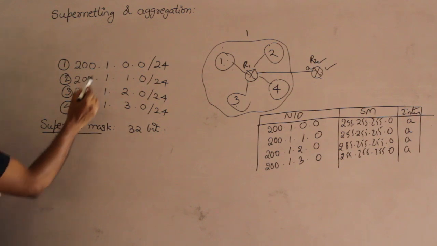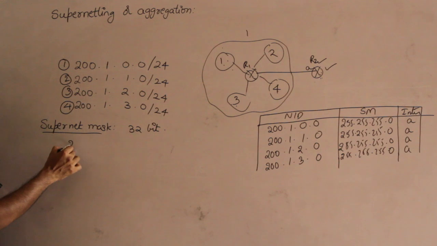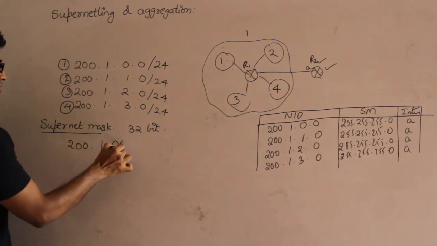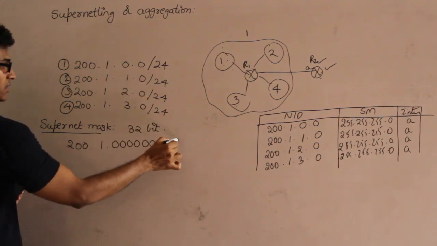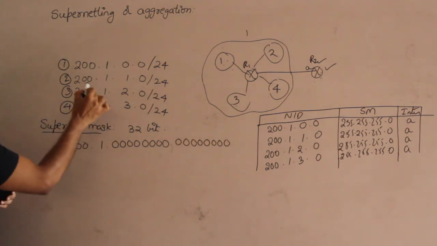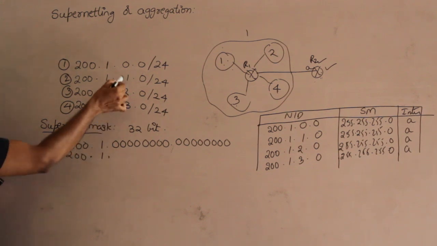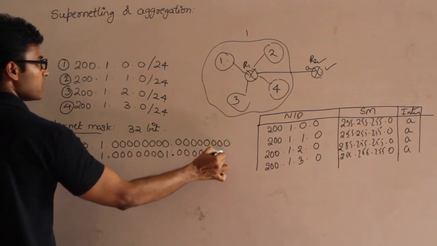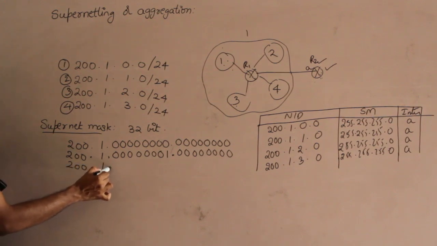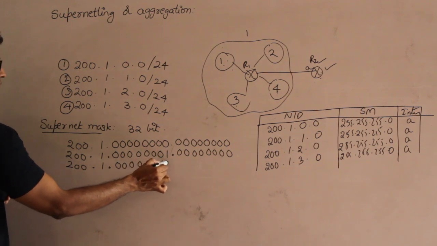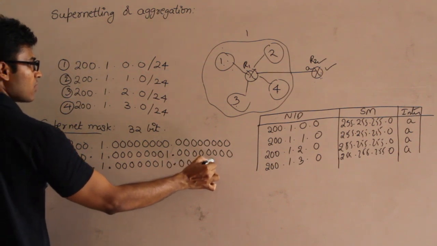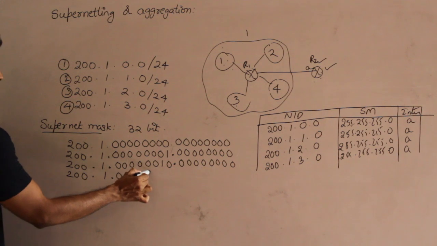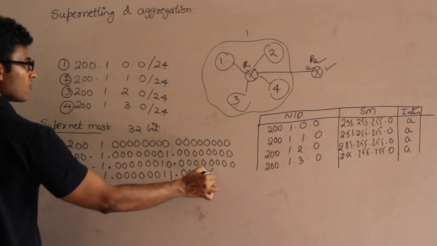which means if I write this, 200.1.0.0, right? What is 200? Everyone is having 200 only, therefore I am writing 200.1.0.0. This part is changing, so let me write it in binary. The second one is 200.1.1.0, and the third one is 200.1.2.0. And this one is 200.1.3.0, right?